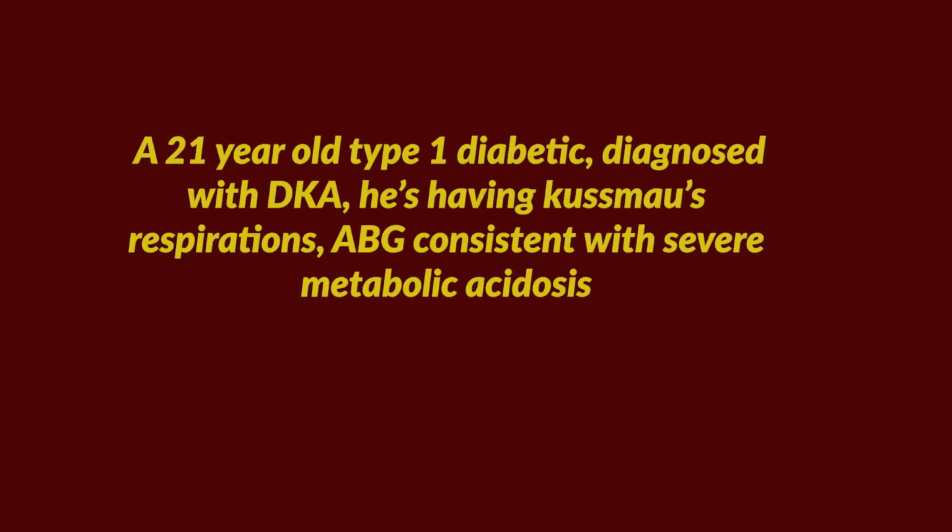A 21-year-old type 1 diabetic came in with DKA. He's huffing and puffing with Kussmaul type of breathing, and he has severe metabolic acidosis with his pH around 6.9 and bicarb too low to measure, PCO2 around 15 and PO2 was very stable. Would you intubate this patient or not?